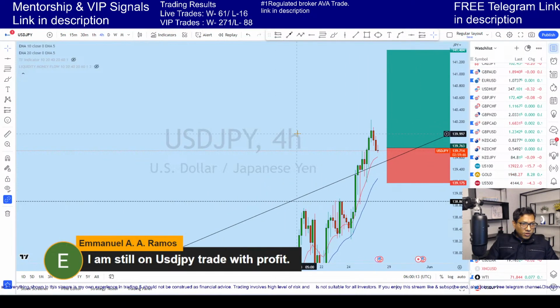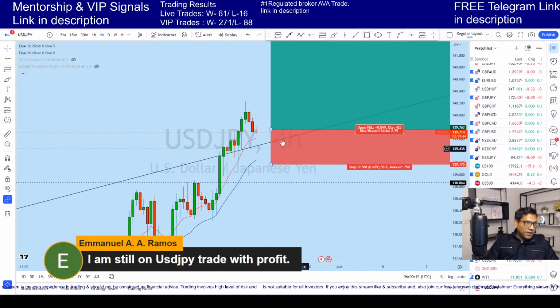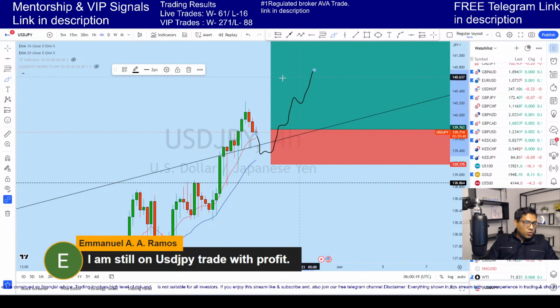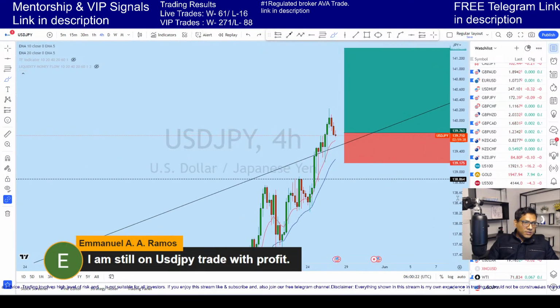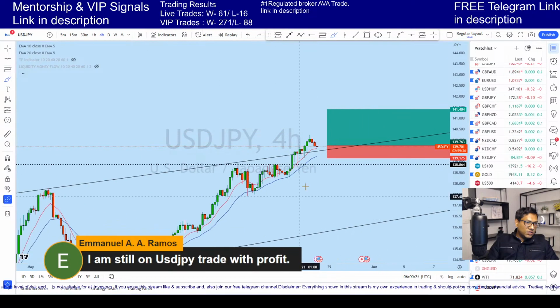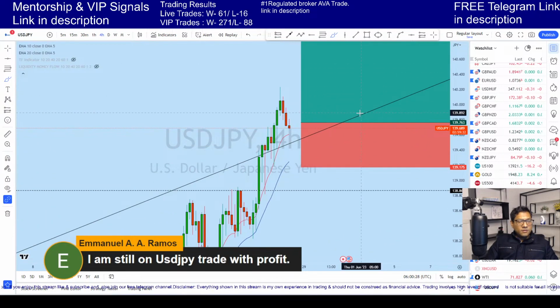So risk management is the key, guys. Keep in mind, I think that dollar yen after pullback, we can expect continuation to the upside. As you can see, the market structure is still bullish. Now before the weekend still running, we still have 1 day to go. I will keep you updated.